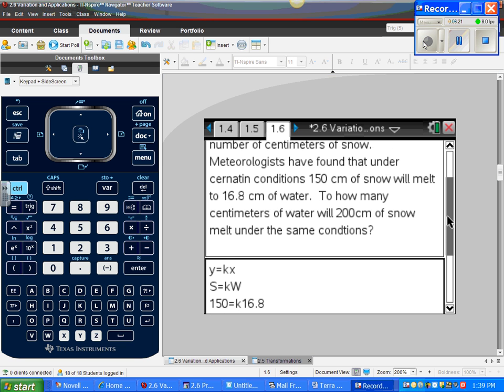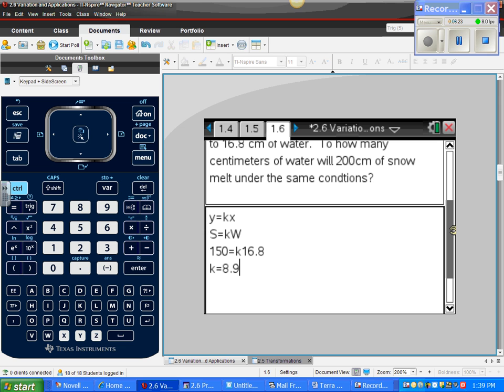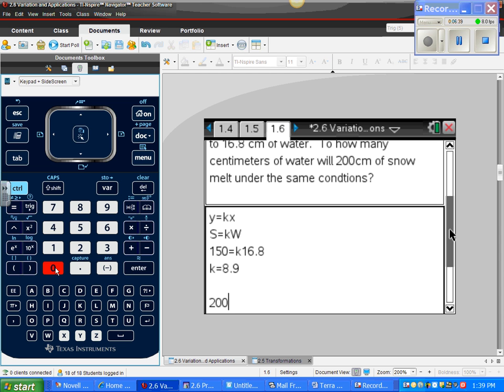Sorry about that, I had a tickle in my throat. Okay, so now we want to figure out what if I have 200 centimeters of snow. What does that melt down to for water under those same conditions? So we're using that value of K that we've determined. And instead of having 150, because that's how much snow we had, we're going to be using 200. And our K we know is 8.9.